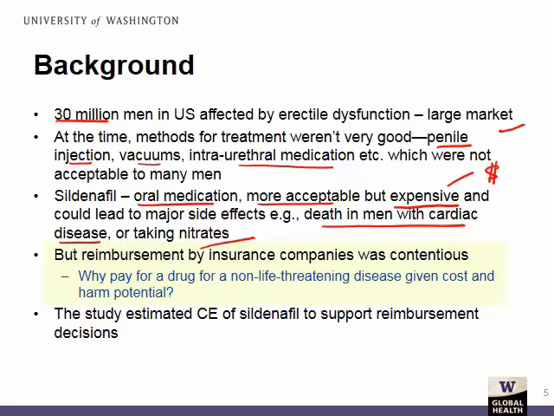So the question was, why pay for a drug that treats a non-life-threatening disease given its high cost and the potential for harm? So this study was performed to estimate whether sildenafil was cost effective, and to support decisions by reimbursement bodies, so that health insurance companies and HMOs or health maintenance organizations could pay for the drug.